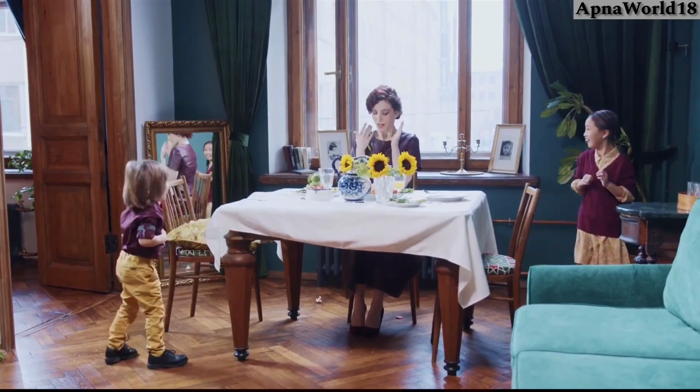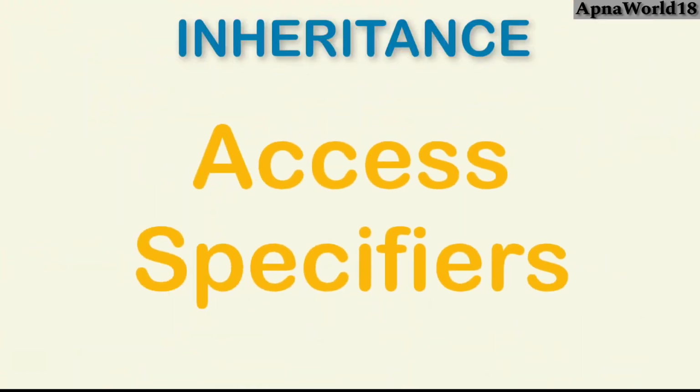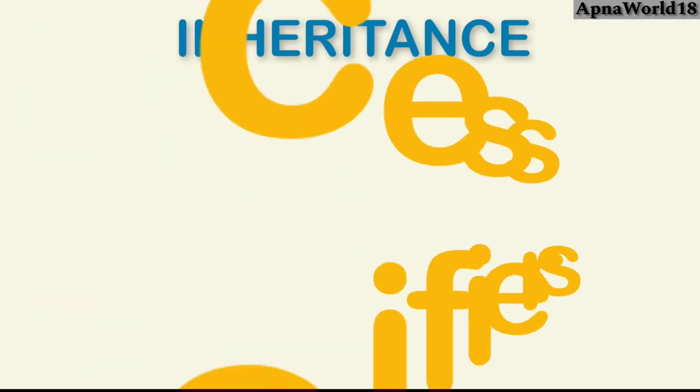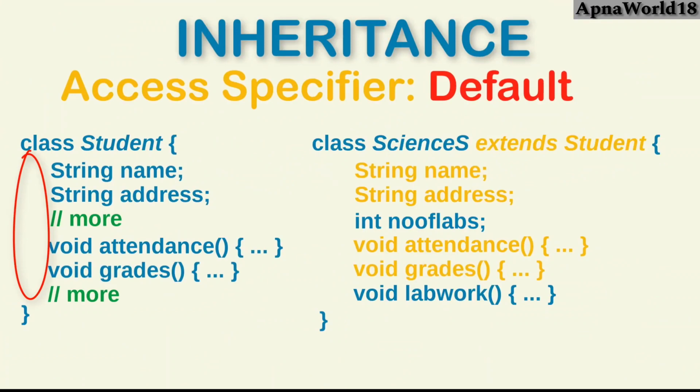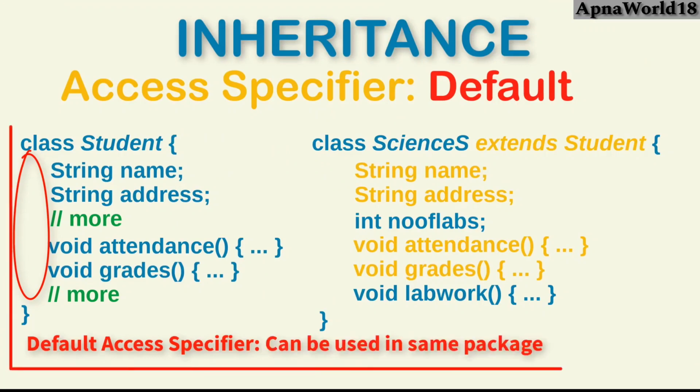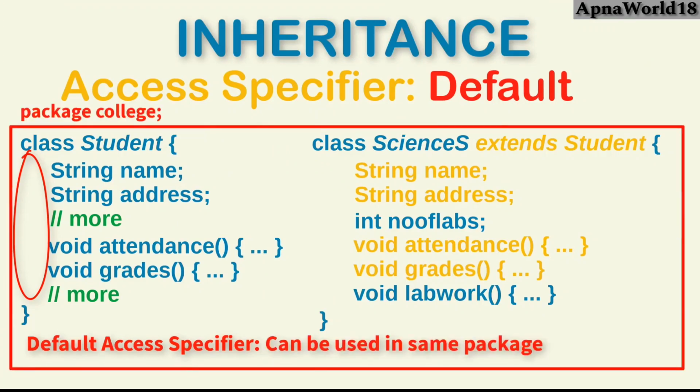A parent can use access specifiers to decide what a derived class can and cannot inherit from a superclass. If a parent class declares members without any access specifier, which is also called default, then they can be used by derived classes in the same package only. It is not available to any derived class outside the package.